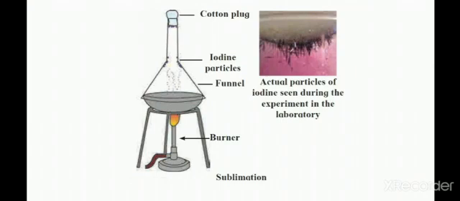Next is sublimation. Let's try this. Take some sand in a crucible, put a few iodine crystals on it, place the crucible on a tripod to heat it, block the stem of the funnel with a cotton plug and place it inverted over the crucible, light the burner and heat the mixture in the crucible. Observe the changes. Why does this happen?